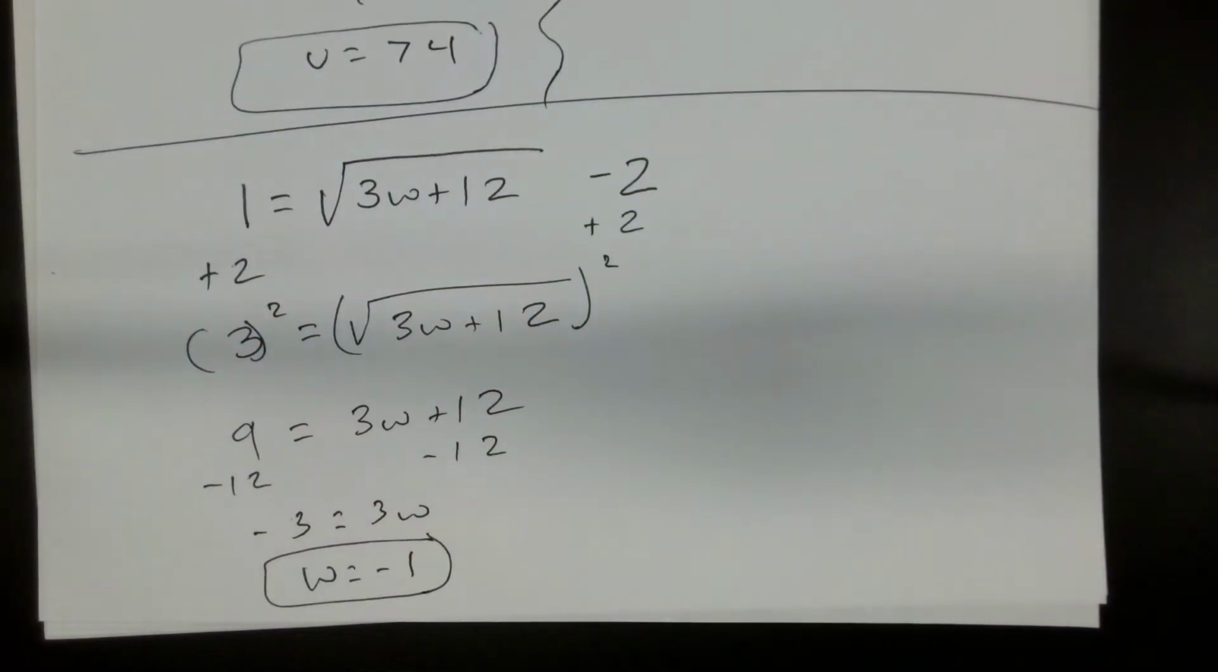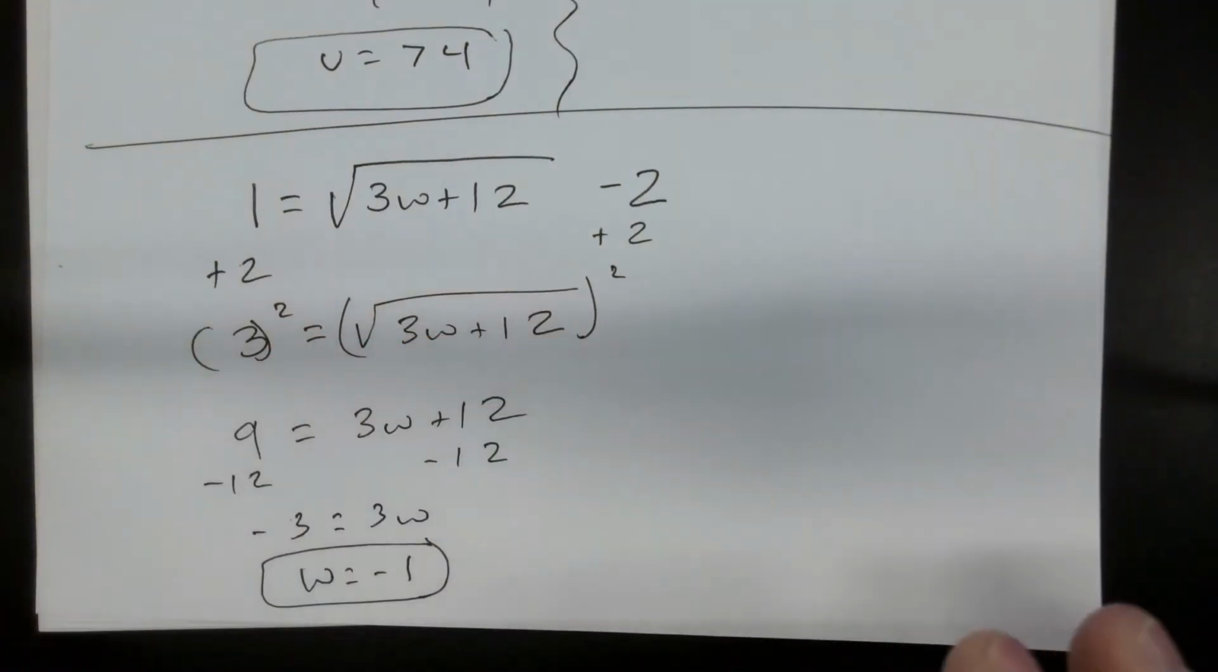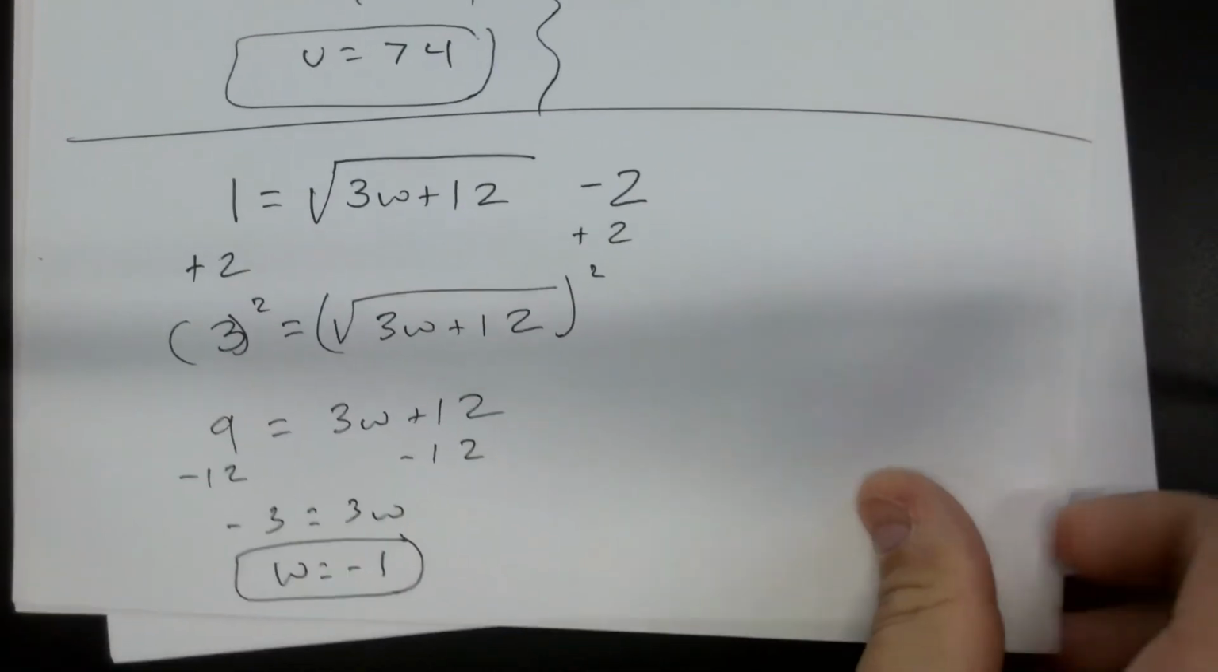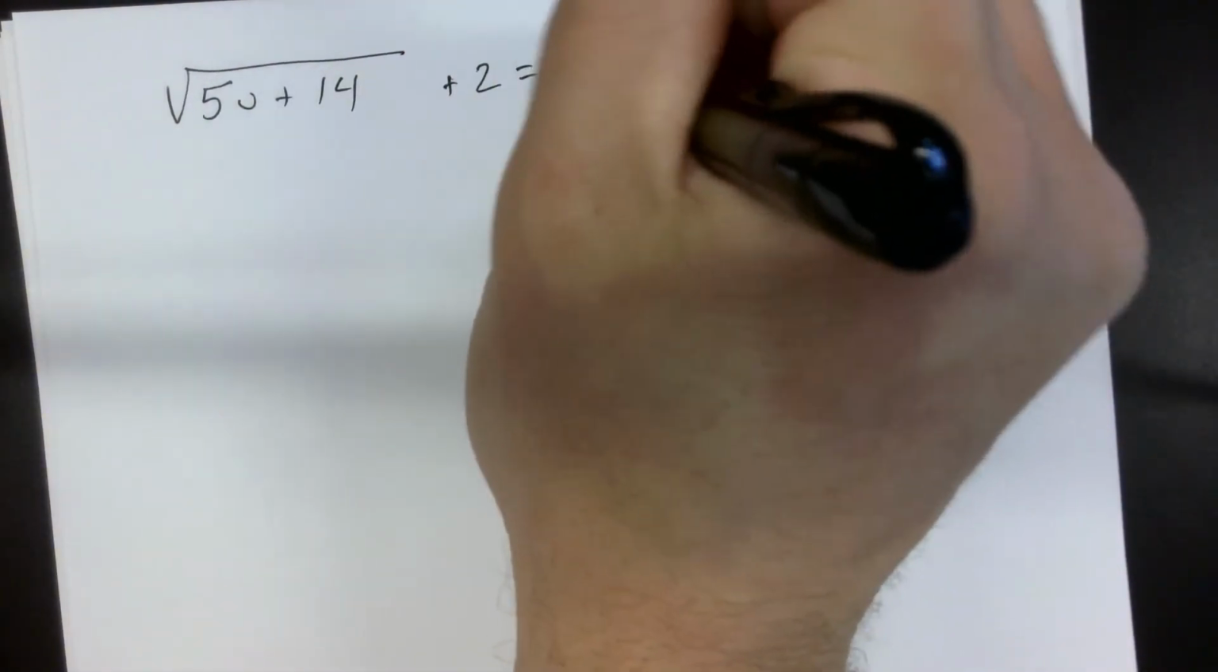All right, here we go. So, all right, let's do one a little bit tougher. Any questions on that so far? We okay? Try this one on your own. And then I'm going to see if I can find one that's even tougher. 5u plus 14 plus 2 equals 5.